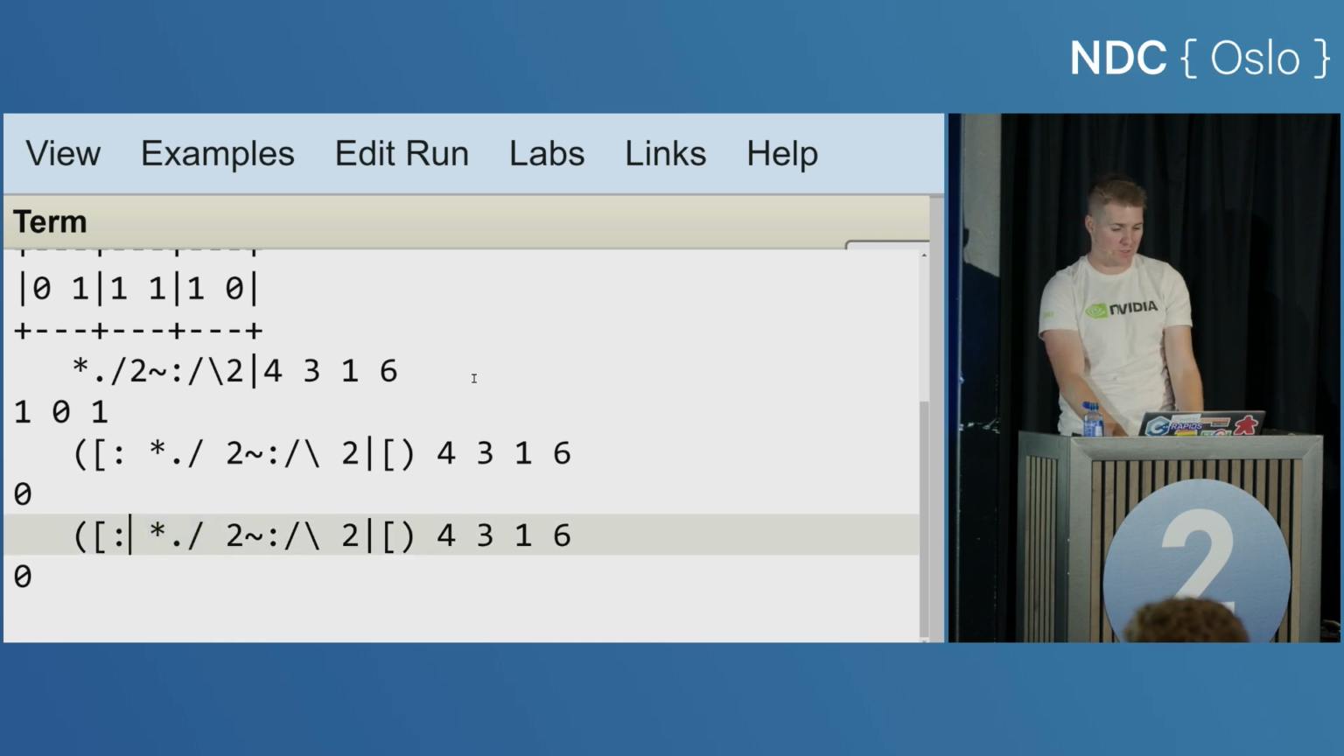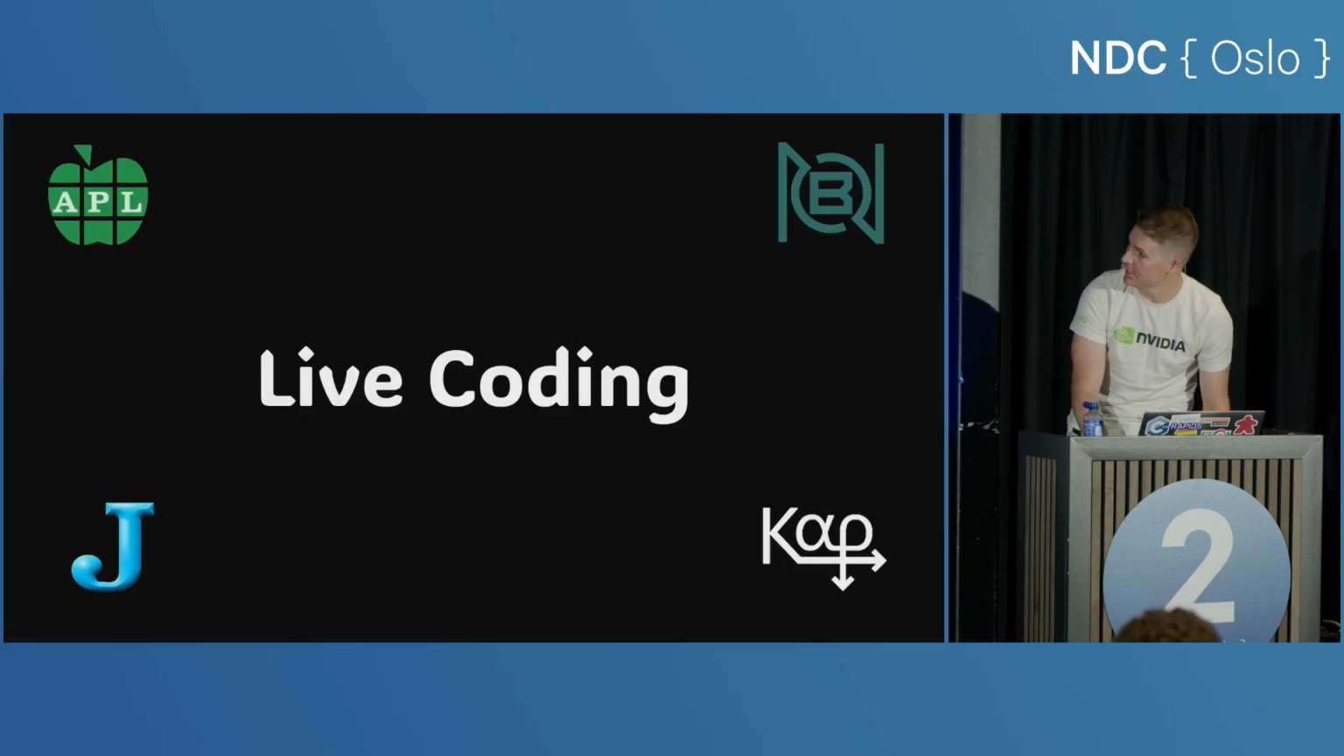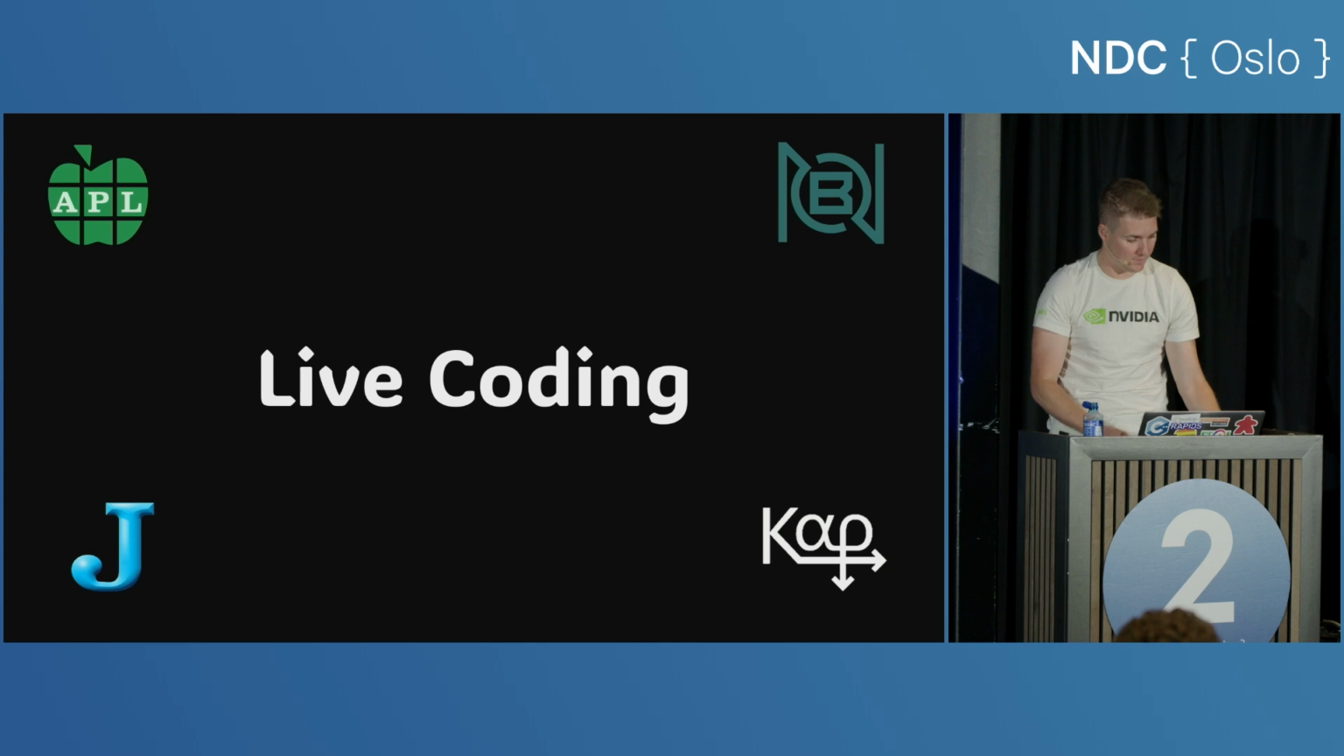We want the B combinator. So you have to use the cap in order to turn the S into the B, which we're going to talk about a little bit later. So that got us through the first portion of our live coding.